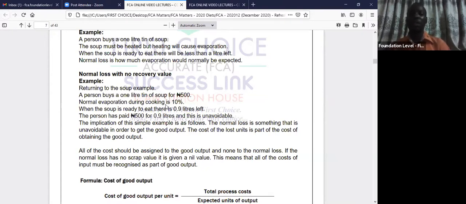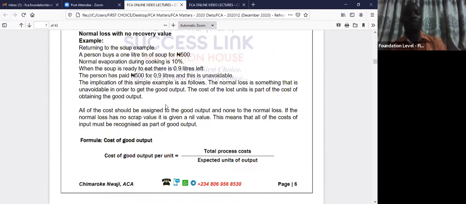Now, look at what you do to value your good product. Your good product is valued as follows: the total process cost, which is that 500 naira, divided by the expected units of output, which is 0.9. That will give you the cost of valuing one good output.